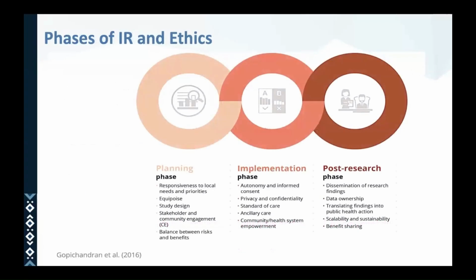And there are three main phases in implementation research and ethics: the planning phase, the implementation phase, and the post-research phase, and there are ethical principles that you ought to respect in each. In the planning phase: responsiveness to local needs and priorities, the study design, stakeholder and community engagement, and balance between risks and benefits.